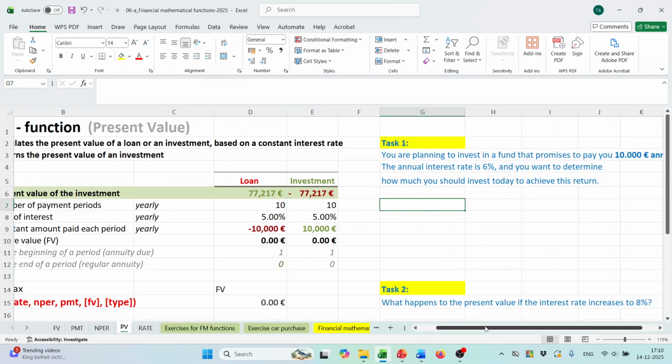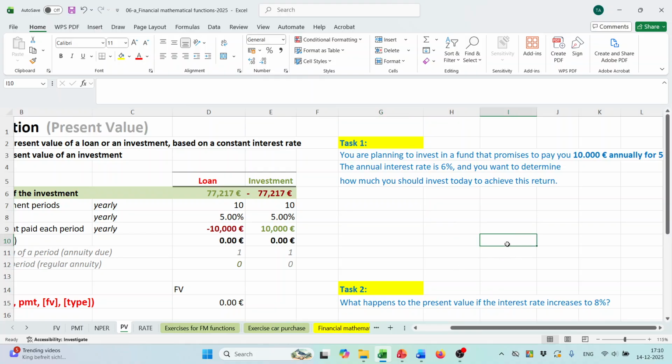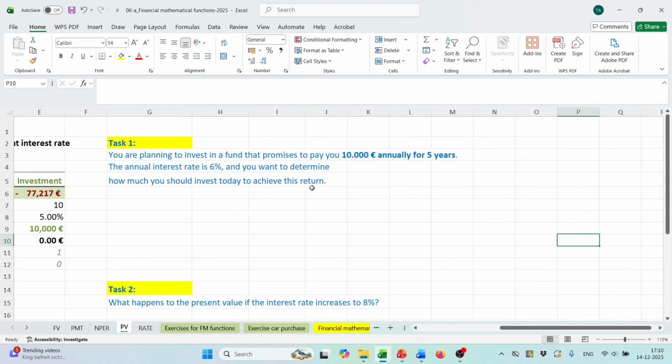So let's do another task. You are planning to invest in a fund that promises to pay you 10,000 euro annually for 5 years. The annual interest is 6%, and you want to determine how much you should invest today to achieve this return. So how much do you want to invest today? That means we have to calculate the present value.